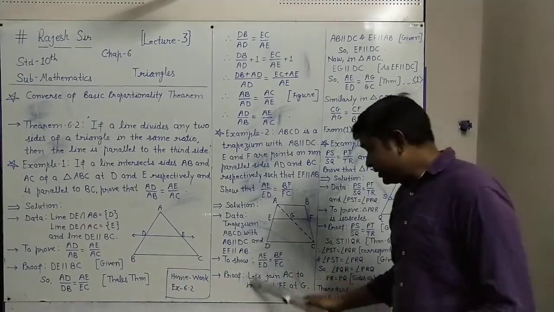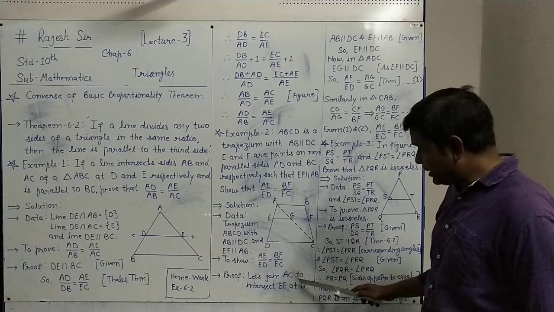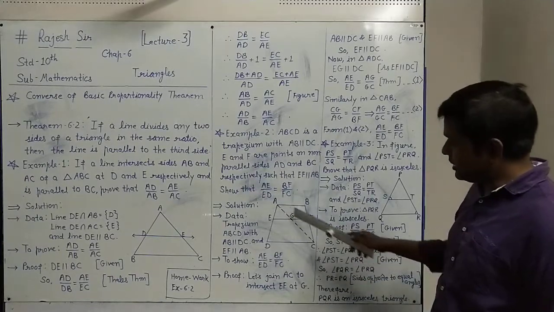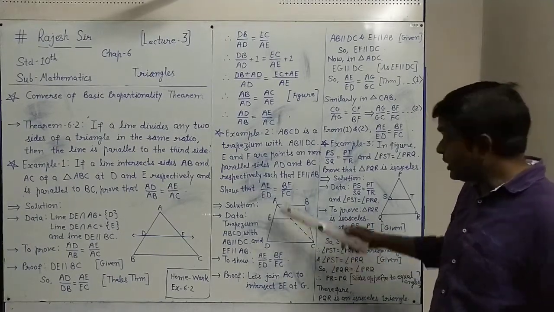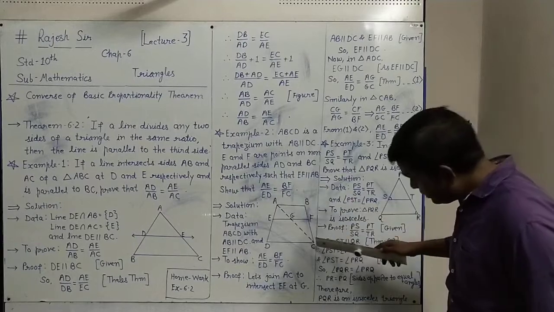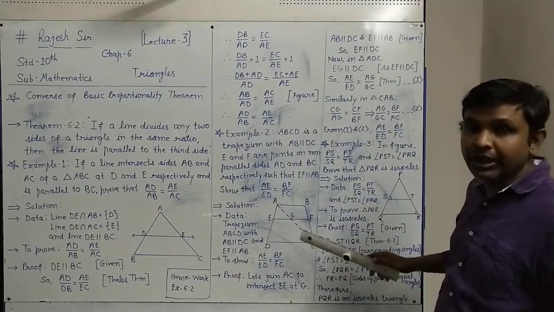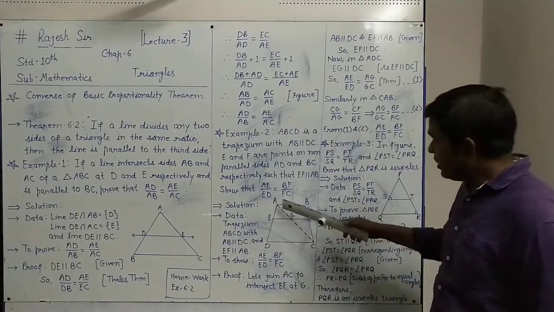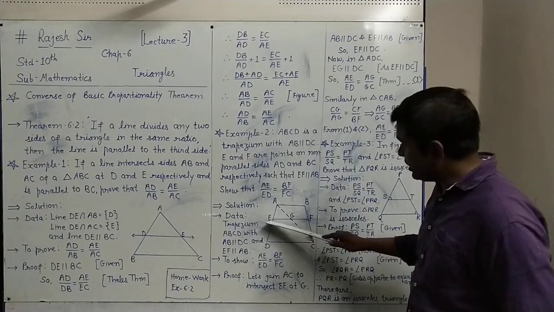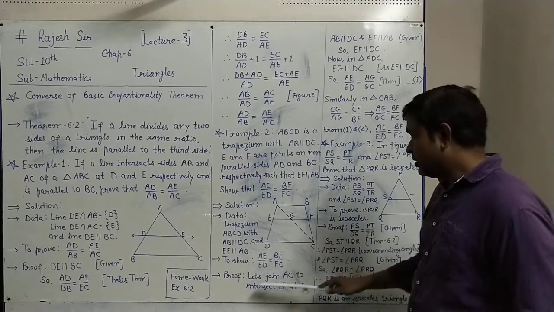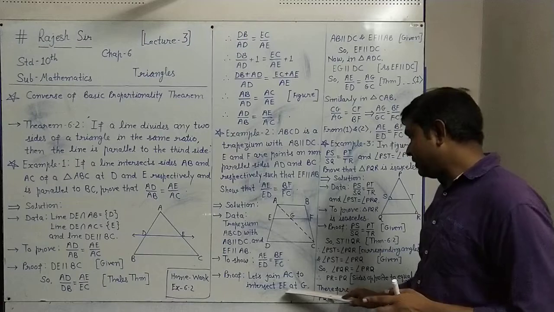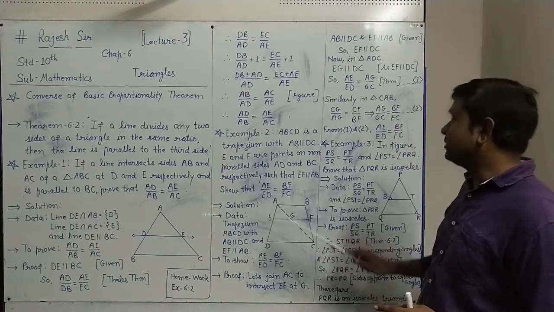So in the proof we start with: let's join AC. We have to join this AC extra. It is not given in the question. We are doing this. So let's join A to C. This is a broken line shown that we have constructed extra. AC we have drawn, which is intersecting EF at G. So let's join AC to intersect EF at point G.